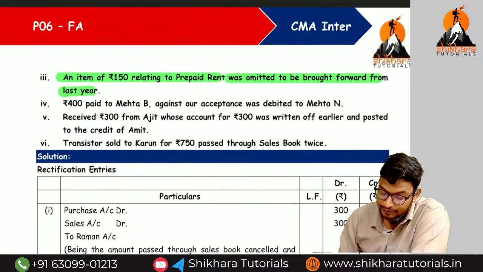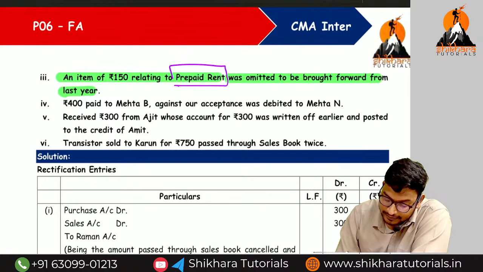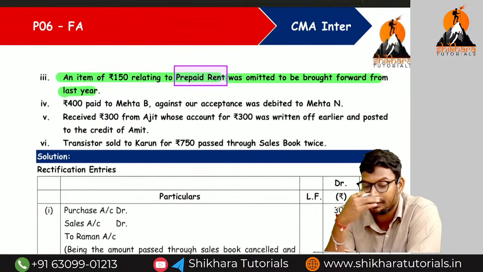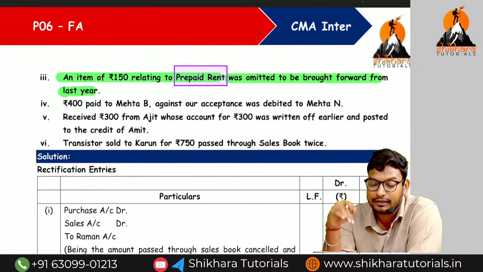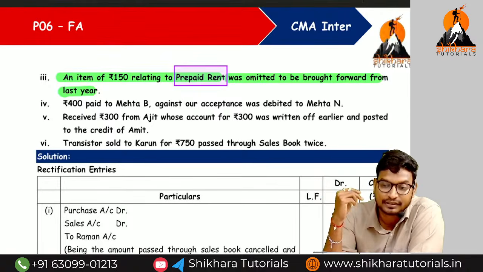All the items we made brought forward. So what is the brought forward here? Prepaid. So prepaid means asset or liability? Asset. That means now we have not brought forward, so what will happen? The asset balance will decrease. On the asset side, what will we get? Suspense account we will get.